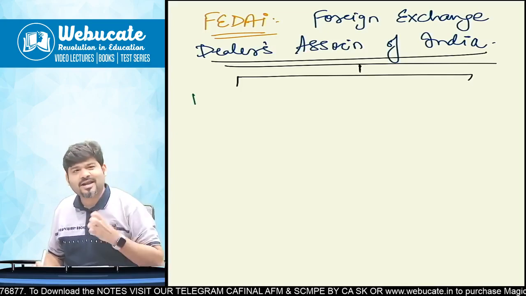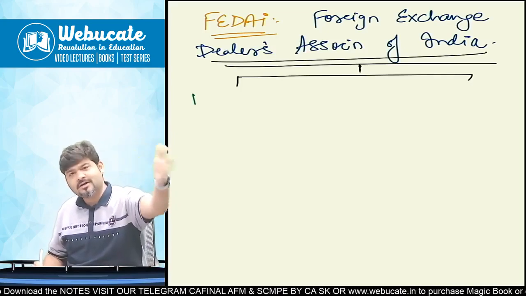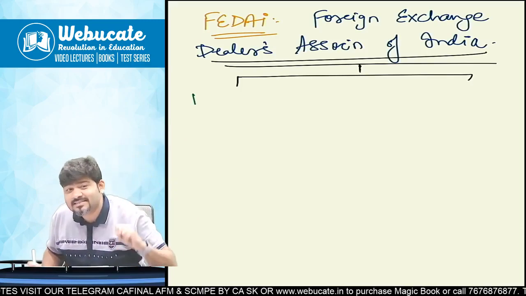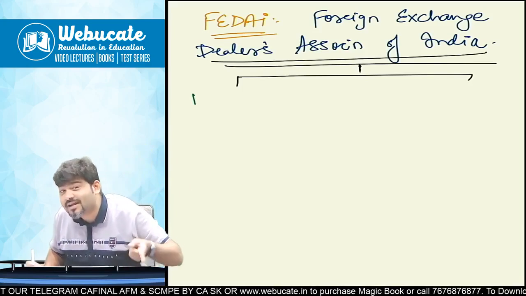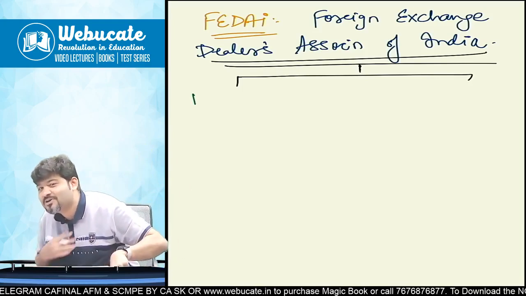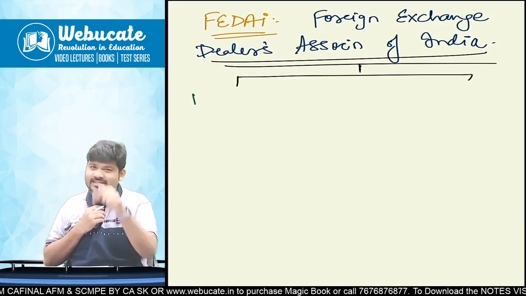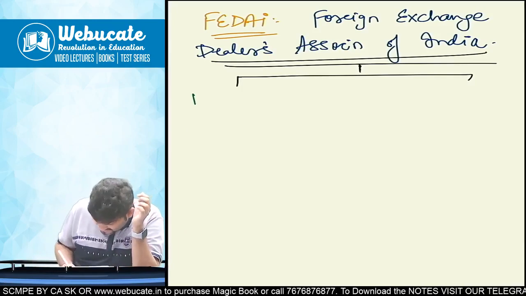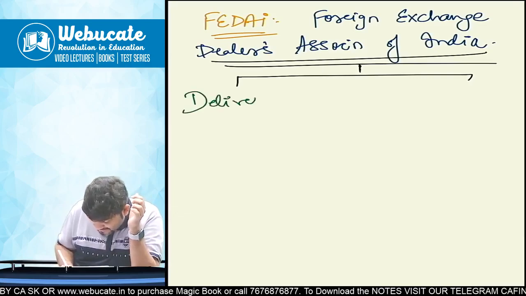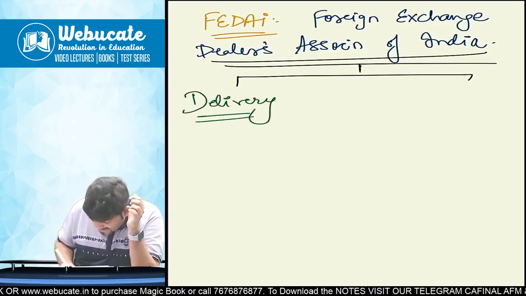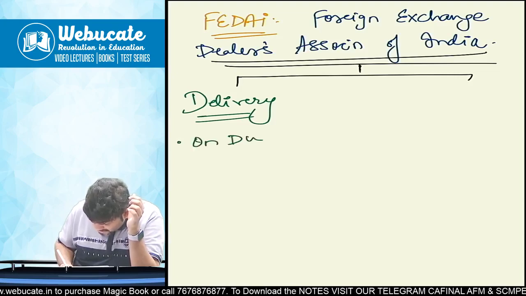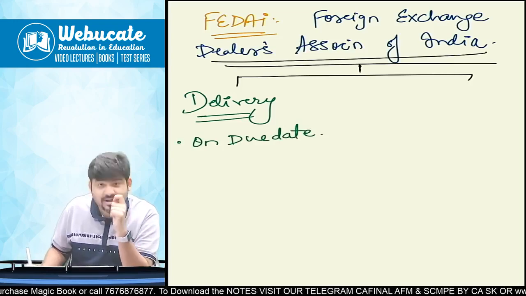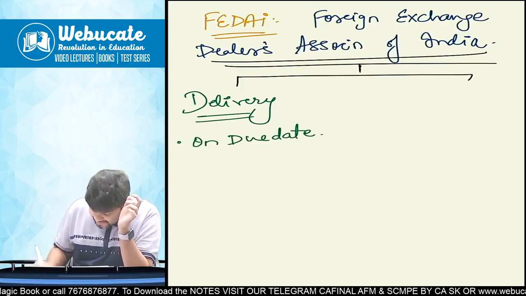We have a contract with the bank. We will go to the bank, honor the commitment, game over. We don't need anybody else. But that is just 10% of the scenario. For the remaining 90% of the scenarios, you will require a chartered accountant, and that's where I will step in. Come on, let's write down. So first is that delivery happens, and it happens on due date. Clear everybody?